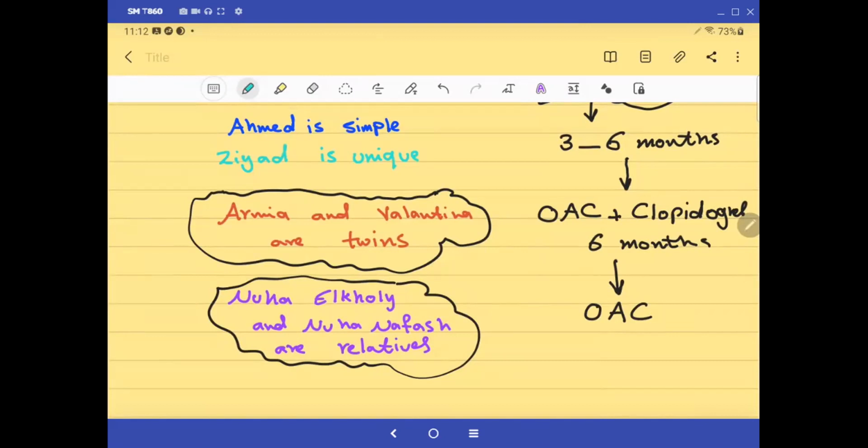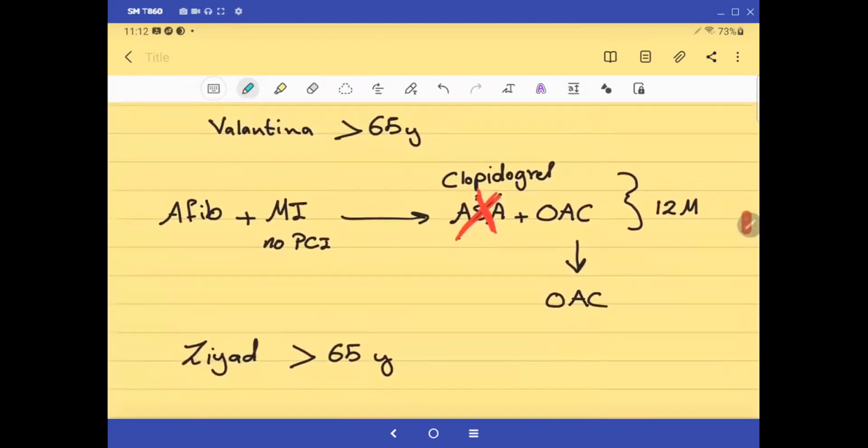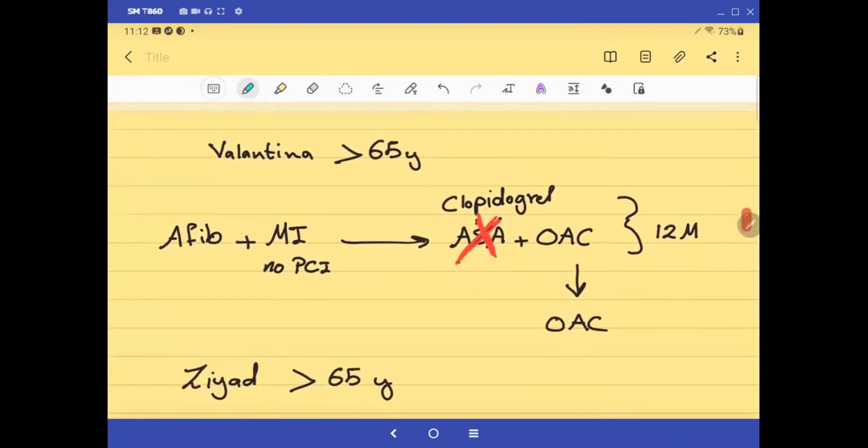What is the case of Valentina? It was AFib with STEMI. Valentina has a voice and she can talk. We need to keep it memorized for everyone. Valentina, what was your case? So I'm more than 65, AFib plus MI, and no PCI. Thank you.